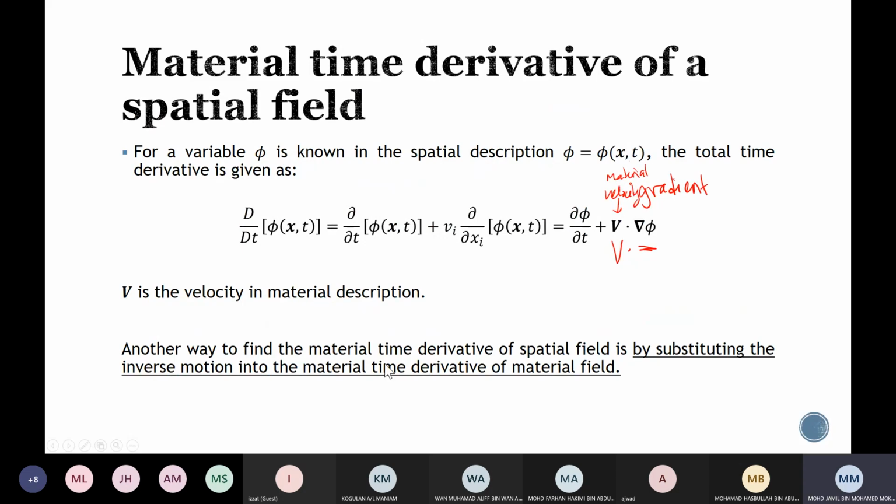So another way to find the material time derivative of a spatial field is by substituting the inverse of the motion into the material time derivative of the material field. Okay, sama macam velocity tadi. So to find the velocity in spatial description, you just substitute the inverse motion into the velocity in the material description. So there are dua description of velocity. Okay, as I said earlier, it is based on where you locate yourself in observing the position, okay, or the velocity or the temperature and anything.